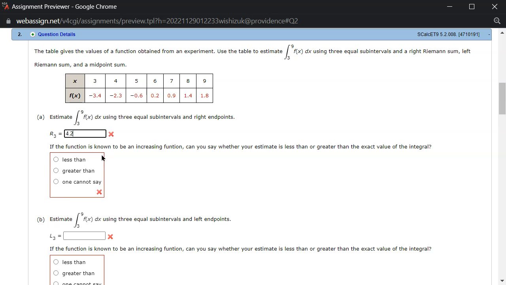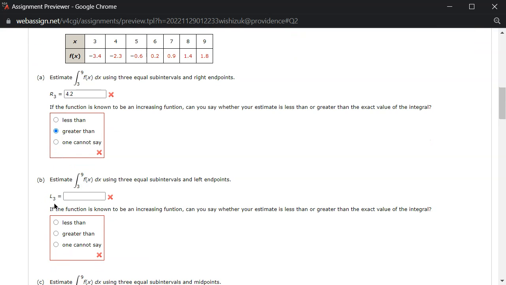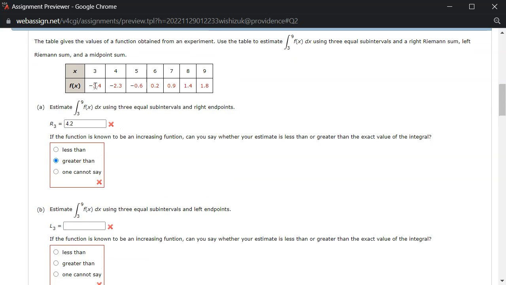Then the function is known to be an increasing function. If you're using the right endpoint, then it's going to be an overestimate, so it's going to be greater than the actual value, right? So we have that. All right, so L3 we're going to use here.